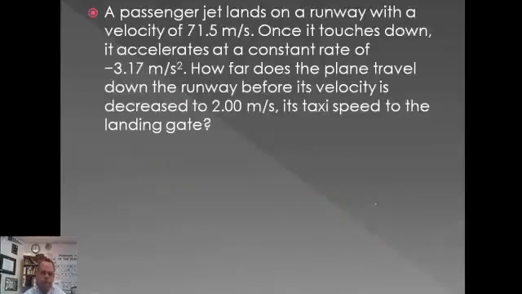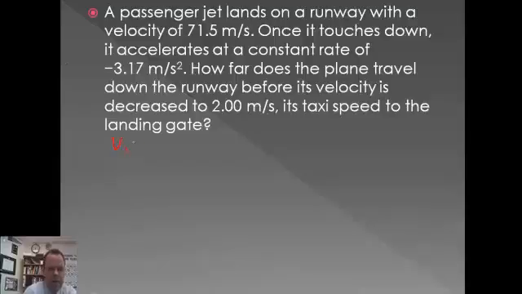Now, a third problem. A passenger jet lands on a runway with a velocity of 71.5 meters per second. Once it touches down, it accelerates at a constant rate of negative 3.17 meters per second squared. Negative acceleration, positive velocity, so it's slowing down. How far does the plane travel down the runway before its velocity is decreased to 2?